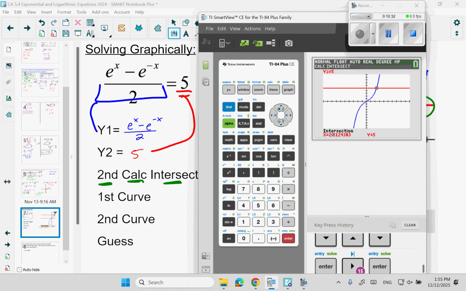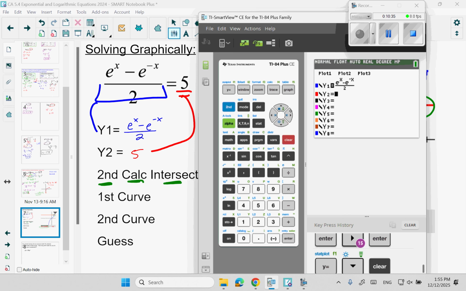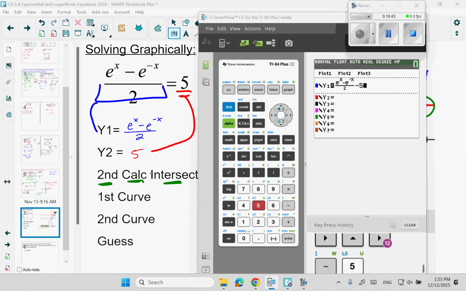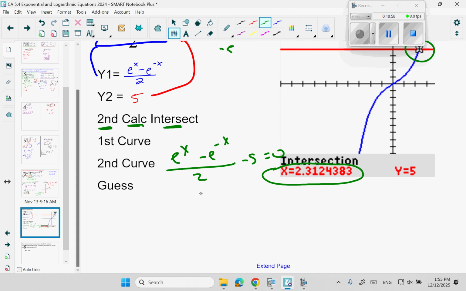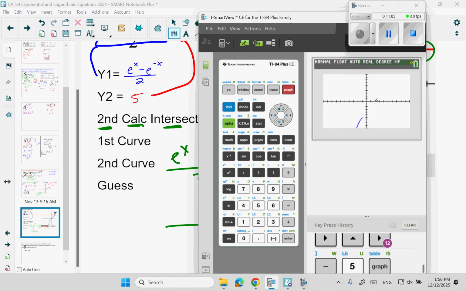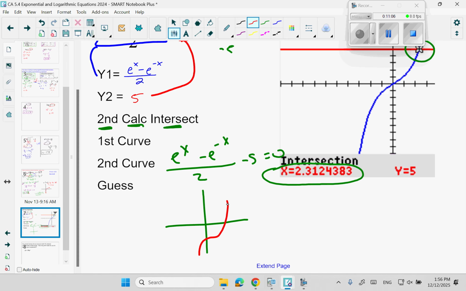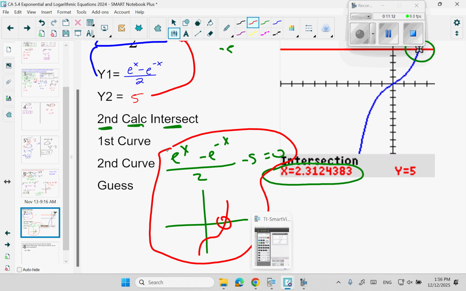The other way you could do it is you could see how these are equal to each other. You could subtract 5 from both sides. So now you have e to the x minus e to the negative x over 2 minus 5 equals 0. And then you could just simply look for the x-intercept if you wanted to do it that way. Either one would work out. It all works. Okay.